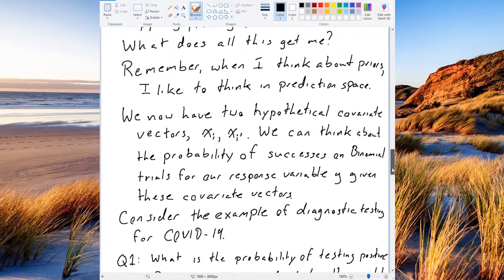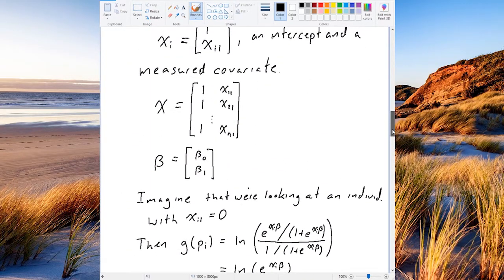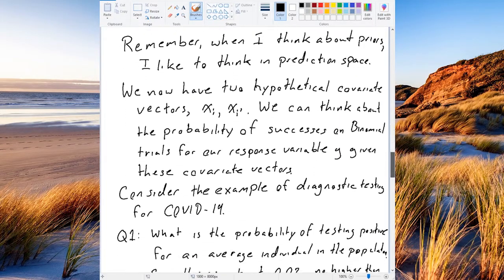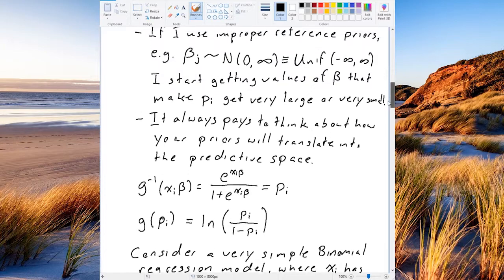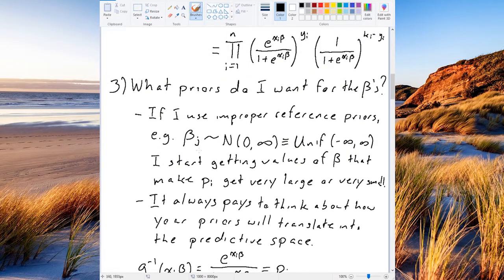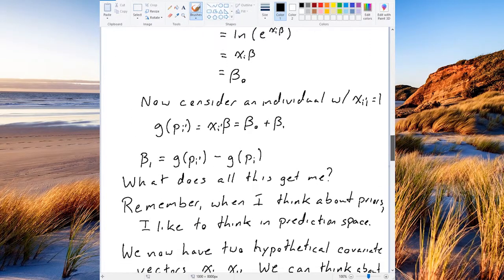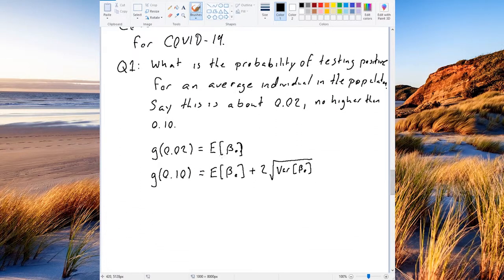So now, instead of having this reference form, where did I have it? Oh, it's way up here. Instead of having this reference form normal 0 infinity, now I can start talking about beta 0 having a prior centered somewhere meaningful and with some meaningful variance. So that's my first question I want to ask. What's the probability of testing positive for an average individual in the population?